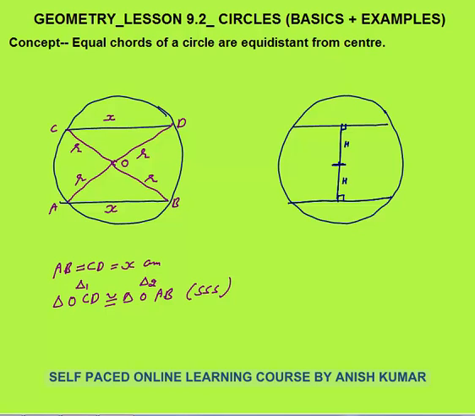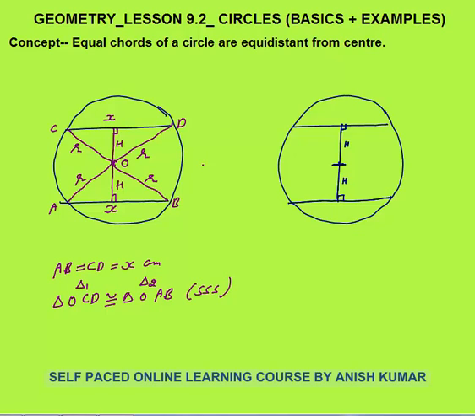Now we know that whenever triangles are congruent, the corresponding parts are equal. So the distance from the center to the chords will also be equal. If this distance is h centimeter, this will also be h centimeter. Distance means perpendicular distance. Both distances will be the same because the triangles are congruent. Congruency itself suggests that the triangles will exactly overlap each other, so their height will also be the same. What is height? Height is the distance from the center to the chord.